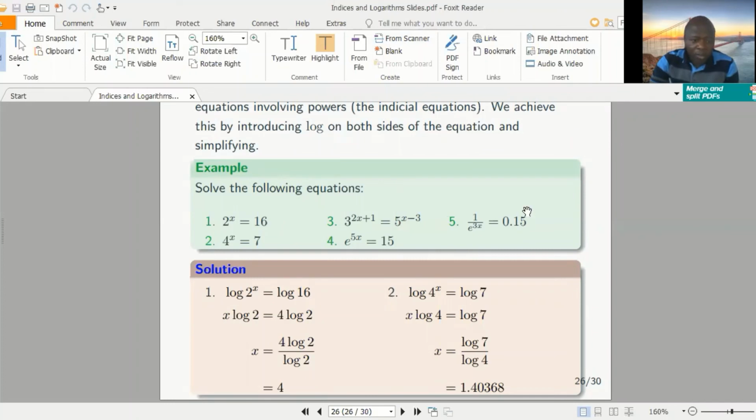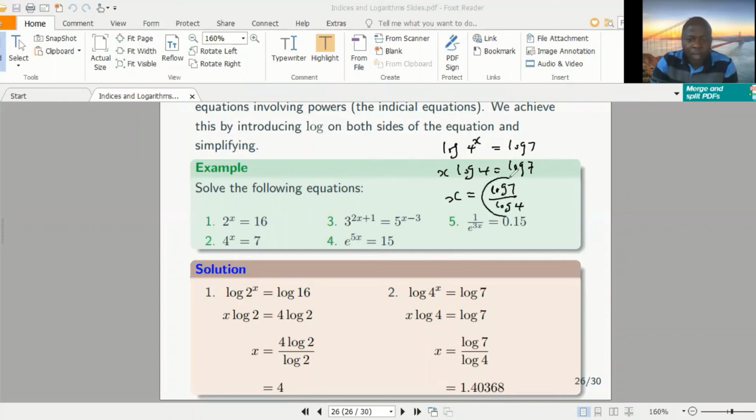Now, I want to do question 2. I could skip it because it's the same thing, it just includes logs on both sides, but let me just do it. Introduce logs, so it will be log of 4 raised to x is equal to log of 7. This is the same as x log of 4 is equal to log of 7. Make x the subject of the formula: log of 7 divided by log of 4.